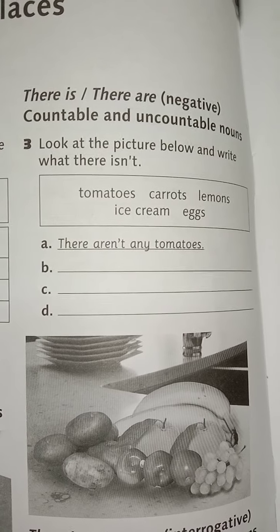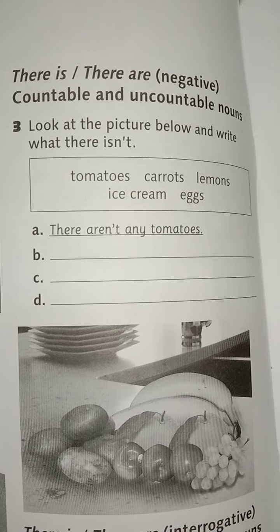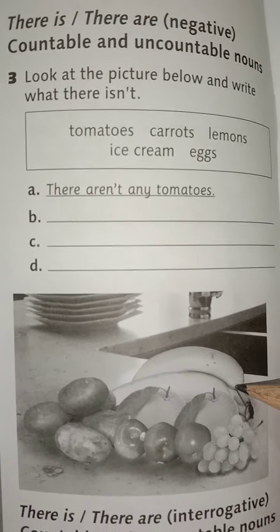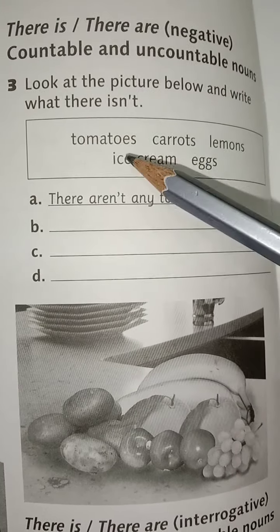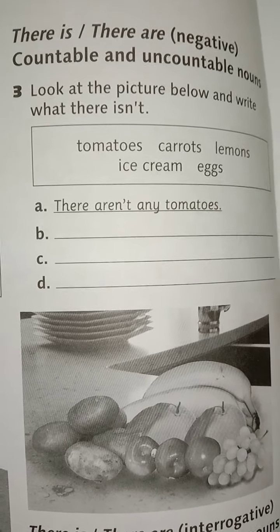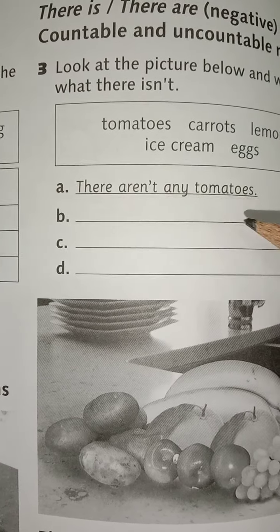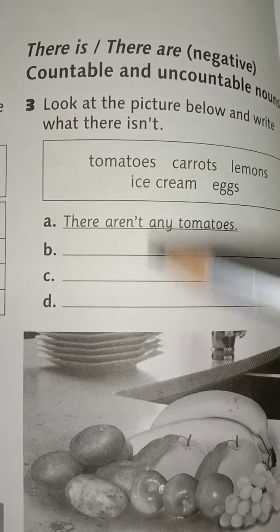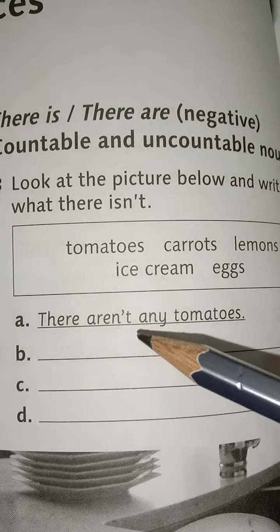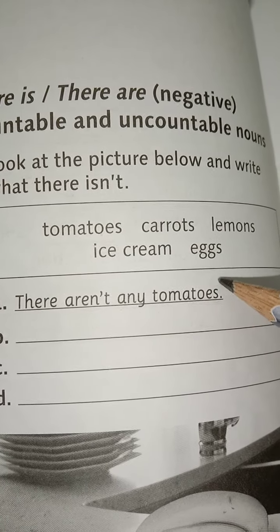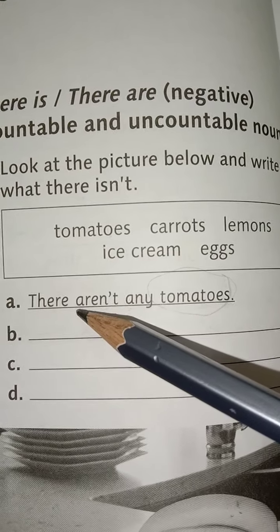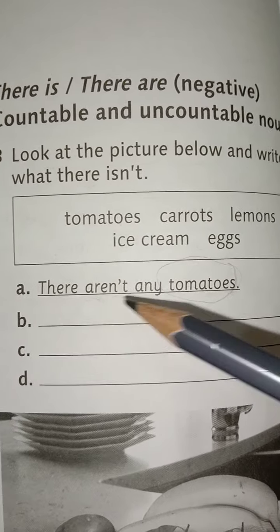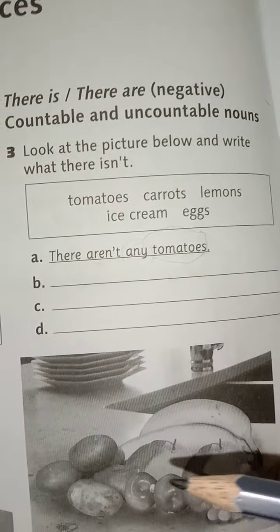Exercise 3, look at the picture below and write what there isn't. بدنا نكتب هون إيش اللي مو موجود بالصورة. Okay? Now, tomatoes, carrots, lemons, ice cream, eggs. So, for example, exercise 3A. There aren't any tomatoes. Okay? There aren't any tomatoes. مو موجود عندنا البندورة. So, why did I put there aren't, not there isn't? Because we have a plural countable noun, اسم معدود جمع. So do I use there isn't or there aren't? Of course there aren't. Also, any, of course, because we have a negative sentence.